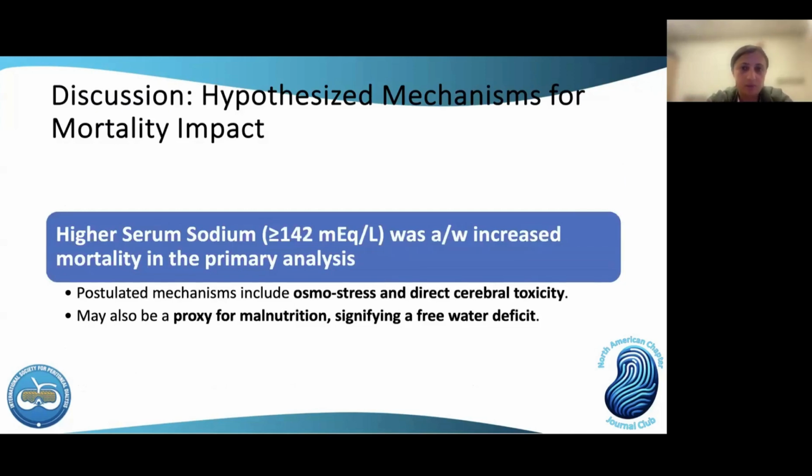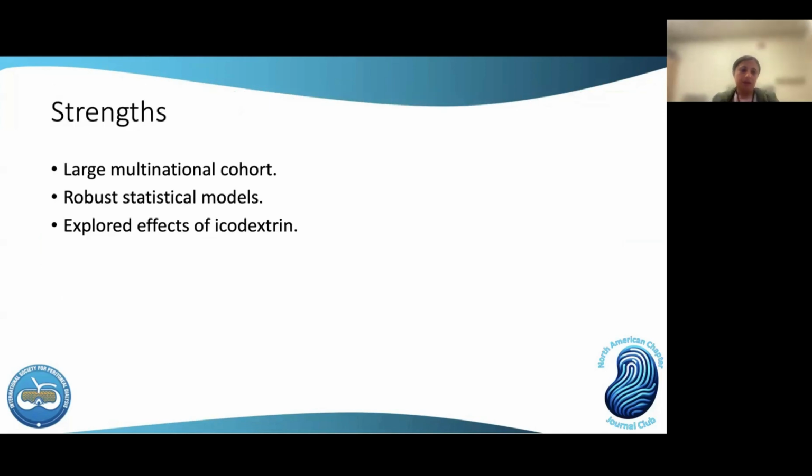So the proposed mechanism for mortality impact in patients with sodium more than 142 could be because of the osmostress, direct cerebral toxicity when the sodium is higher, more than 142 range. And it could also be a proxy for malnutrition, poor access to free water deficit in these patients' population. So coming to strength, this was a large multinational cohort study. Their statistical analysis was very robust, and they explored the effect of icodextrin, which most of the prior studies had not done.